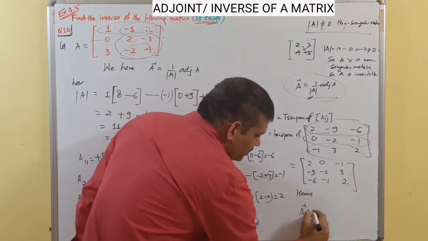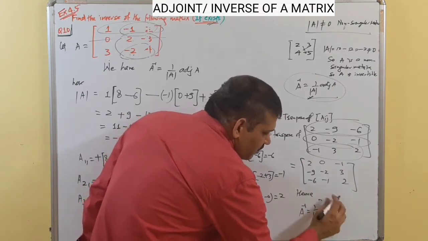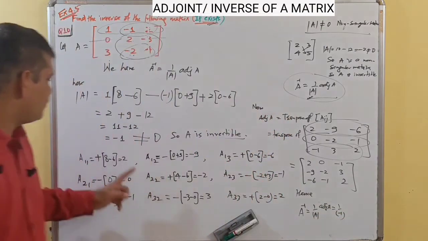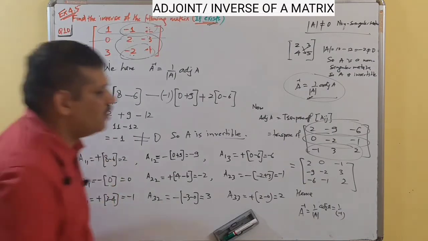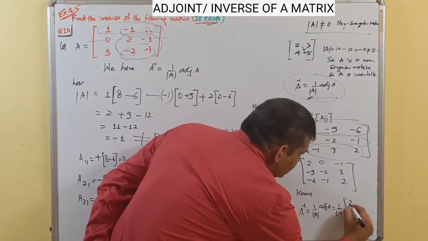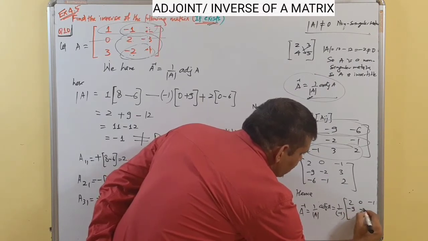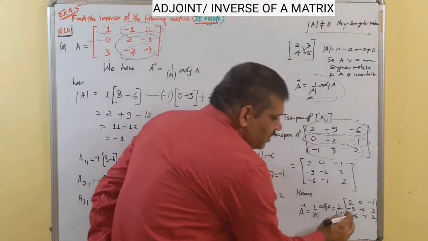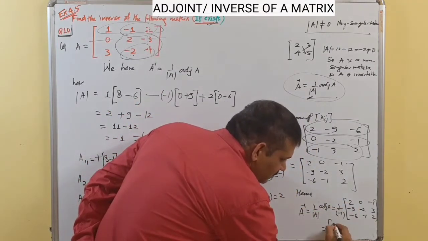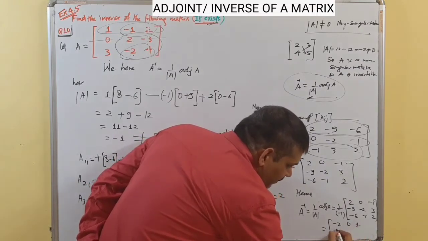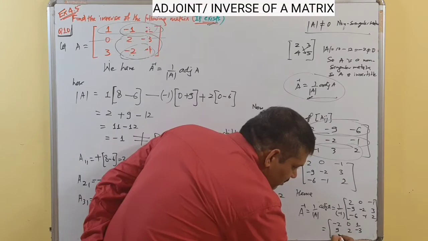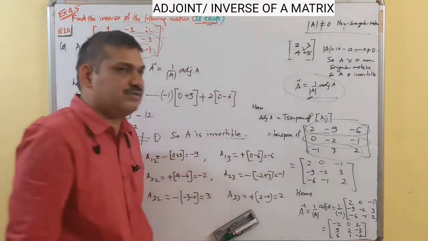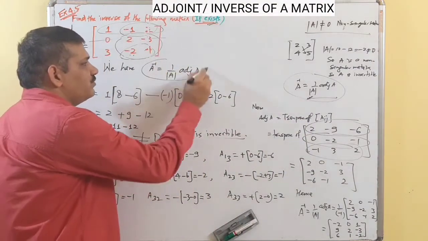Hence the A inverse is equal to 1 upon determinant A times adjoint A. Determinant A is equal to minus 1 here. Minus 1 times this matrix: 2 0 minus 1, minus 9 minus 2 3, minus 6 minus 1 2. Now we'll divide each and every term by minus 1, that is we'll change the sign, and the final answer is minus 2 0 plus 1, then plus 9 plus 2 minus 3, 6 plus 1 minus 2. This is A inverse.